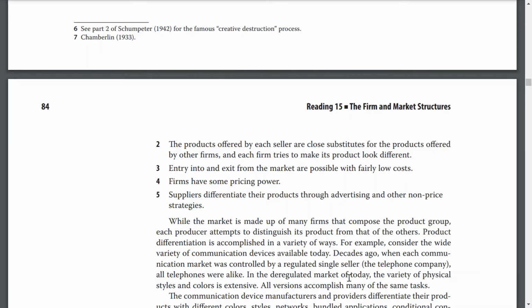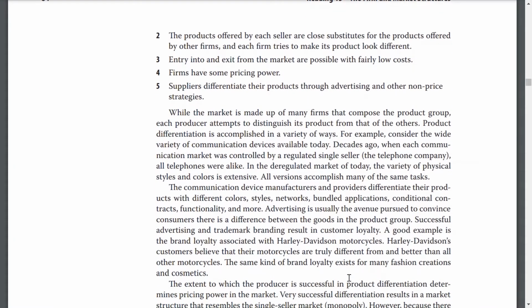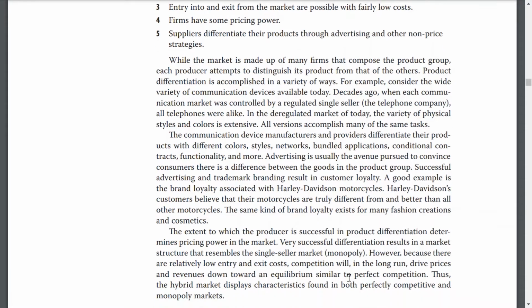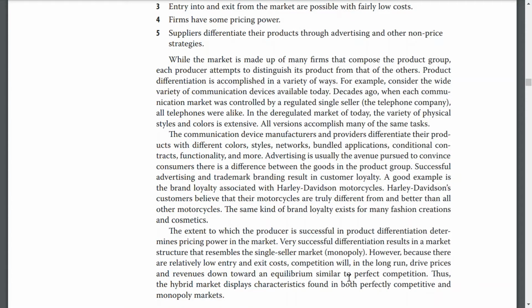For example, consider the wide variety of communication devices available today. Decades ago, when the communication market was controlled by a regulated single seller, the telephone company, all telephones were alike. In the deregulated market of today, the variety of physical styles and colors is extensive. All versions accomplish many of the same tasks. These communication device manufacturers differentiate their products with different colors, styles, network bundles, bundled applications, conditional contracts, functionality, and more.